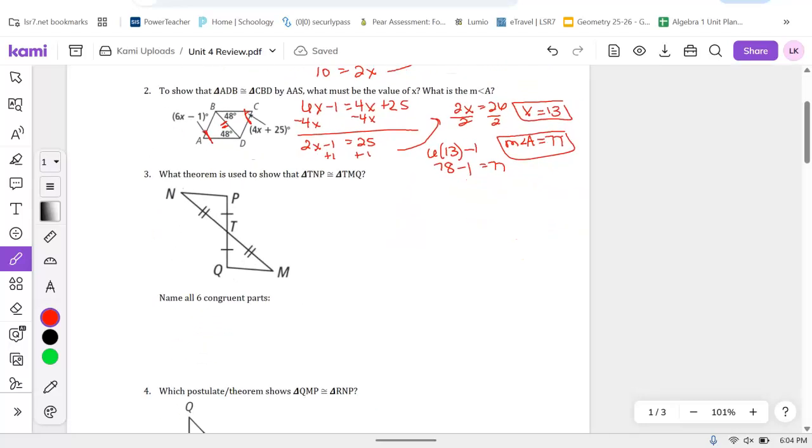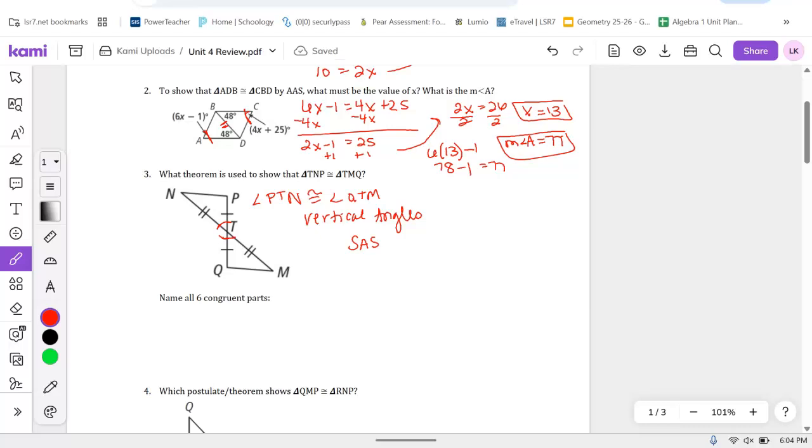Now, what theorem is used to show that triangle TNP is congruent to triangle TNQ? We know that we have two sides that are congruent, and then we know that these two angles, angle PTN is congruent to angle QTM by vertical angles. So we have side, angle, side. So it is congruent by side, angle, side.